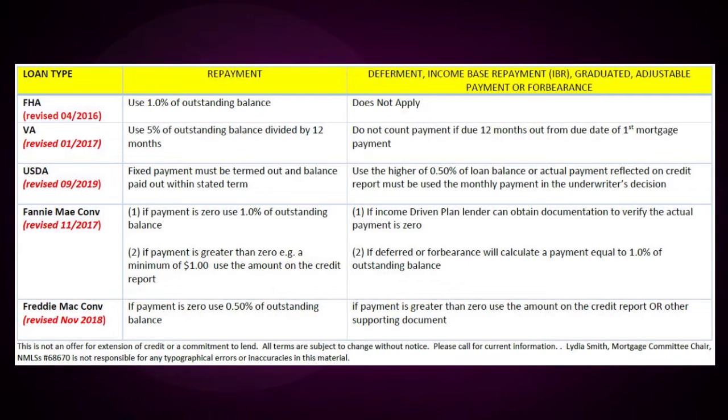Now let's talk about Freddie Mac. If student loans are in repayment, deferment, or forbearance on Freddie Mac loans, number one, if that payment is greater than zero, we must use the monthly payment on the credit report. That's good. If the payment on the credit report is zero, then we lenders have to use 1/2 of 1% of the outstanding balance. Example, if the outstanding balance is $100,000, 1/2 of that is $500. That is the payment that must be included in the debt ratios.